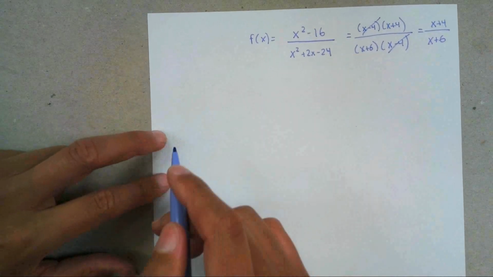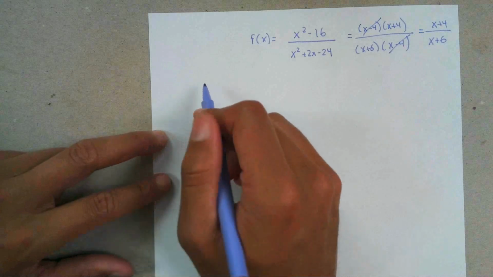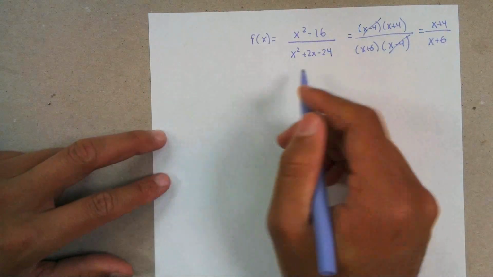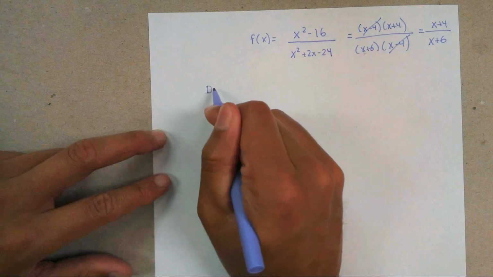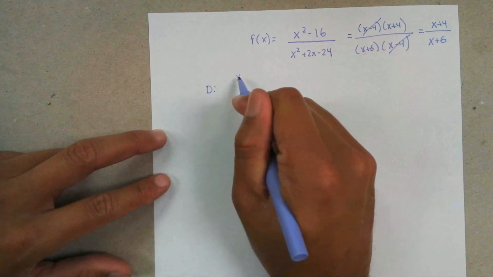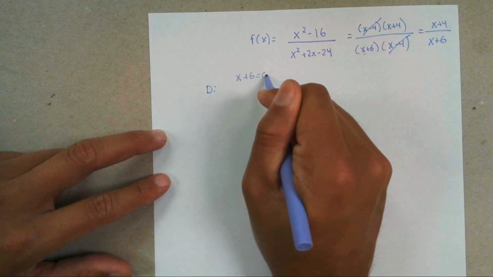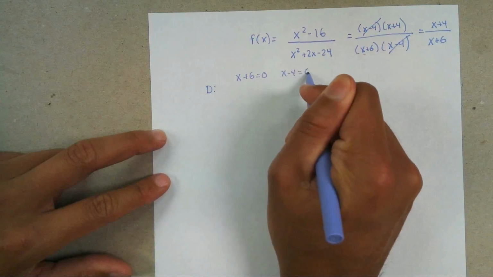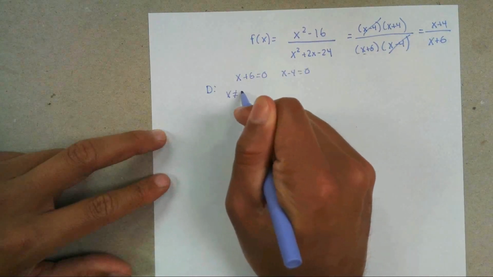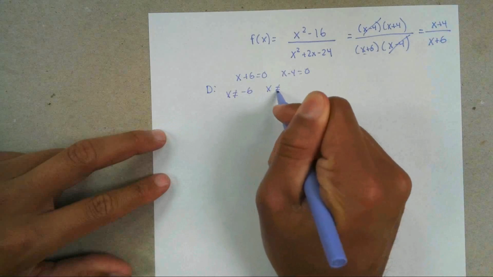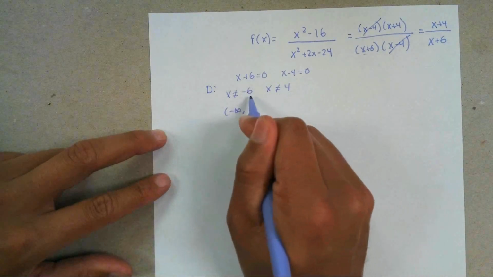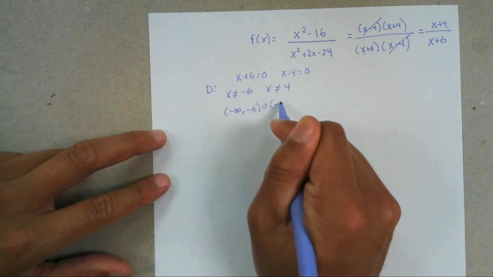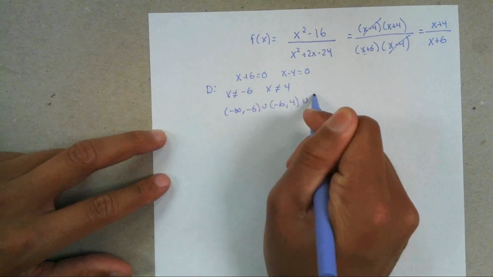So step 1 said factor it out and then find your domain. Well, your domain, you're going to use your original equation. Only for your domain though. So your domain, you're going to set the bottom equal to 0, x plus 6 equals 0, x minus 4 equals 0. Solve for, you get x cannot equal negative 6, and x cannot equal 4. So your domain is going to be negative infinity to the first point, which is negative 6, union negative 6 to the next point, union 4 to infinity.